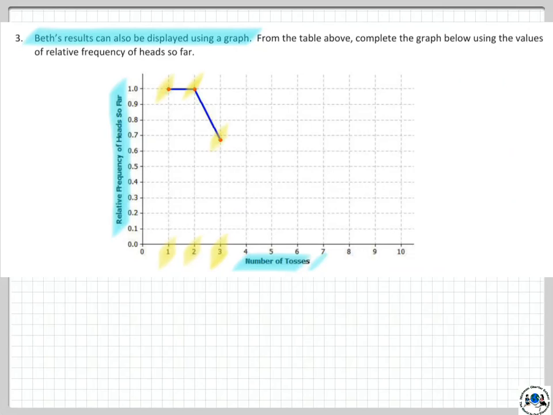Anyway, you go ahead and use those numbers, use that data, and go ahead and plot your points, and then connect your dots using a ruler, preferably. Make it look nice, even though I might not look at it. I think you should always do your best work. So go ahead, I'm going to pause, and you go ahead and complete the graph.